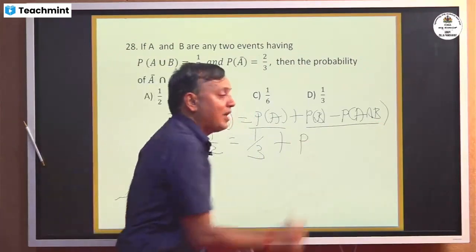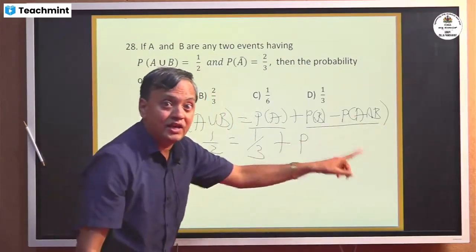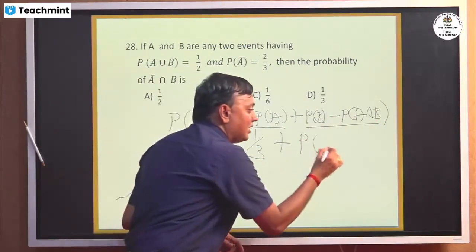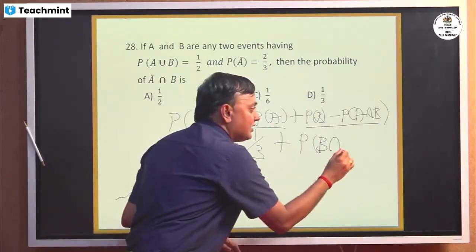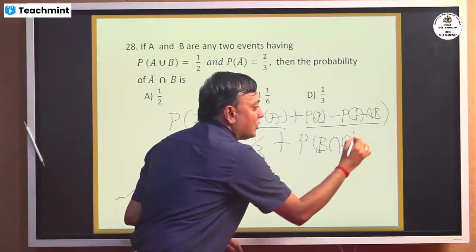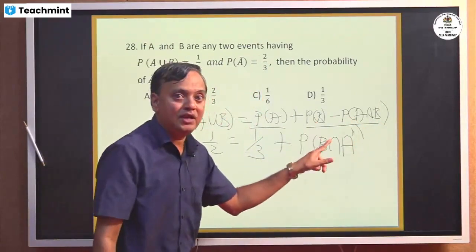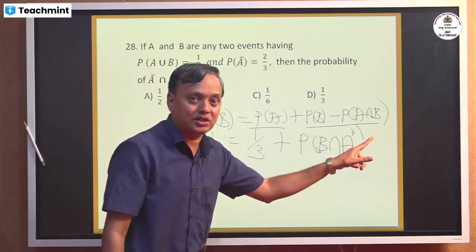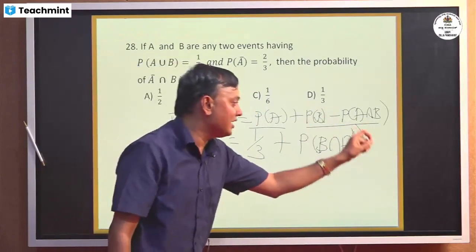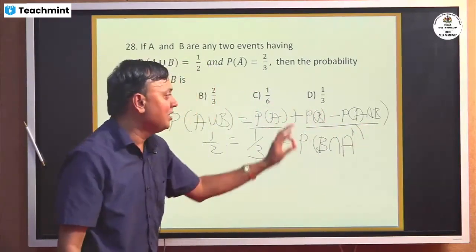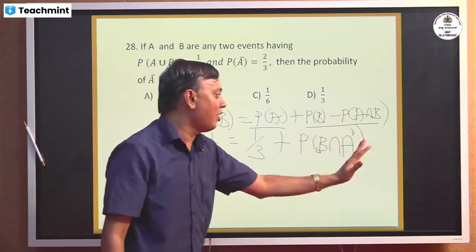Means probability of B minus A. B minus A is nothing but probability of B intersection not A, or A dash. Correct? So probability of B minus probability of A intersection B means probability of B minus A, or probability of B intersection not A, or A dash.